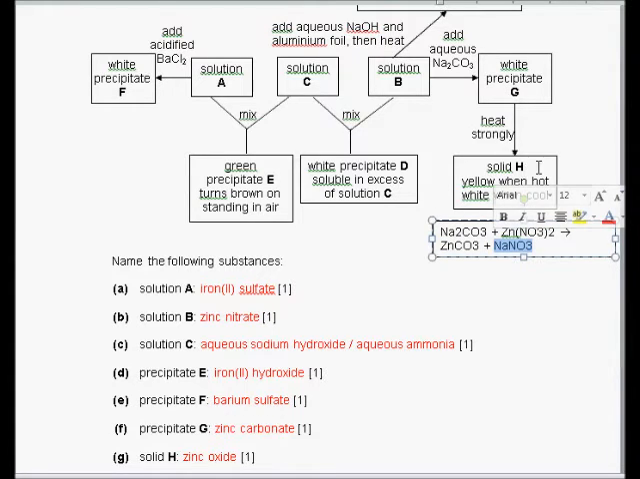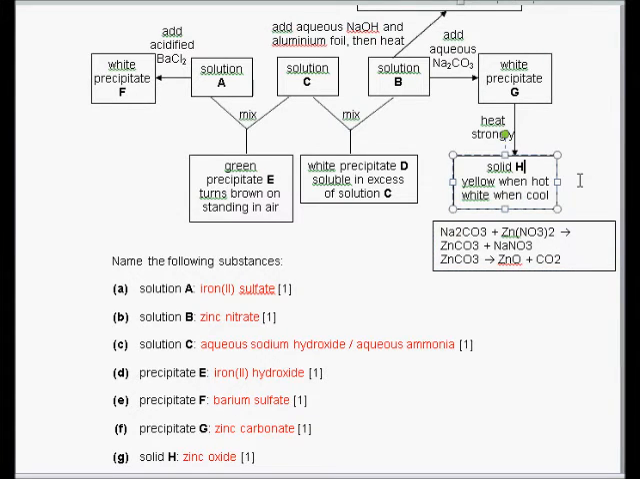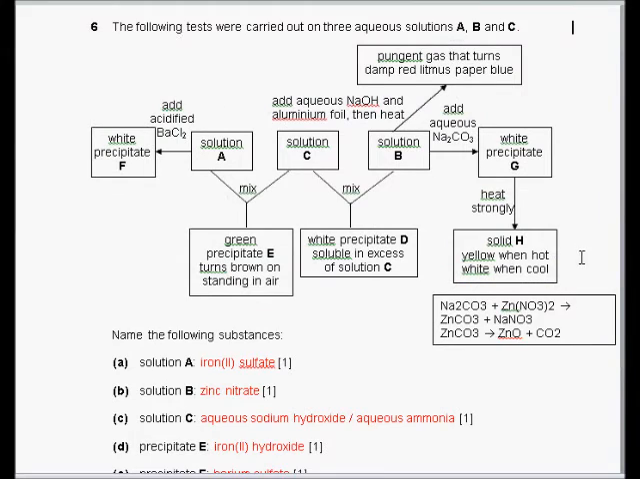Heat strongly, you get solid H. When you heat a carbonate, what do you get? When you heat a carbonate, you should get oxide and carbon dioxide. Now this is something extra.